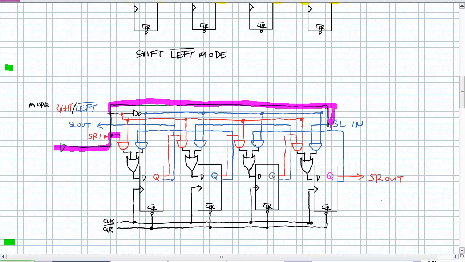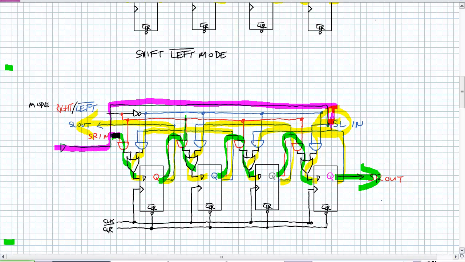When it's in right mode, what's happening? Again, all the red AND gates are active. So this is right mode, right mode, right mode. That's my right output. When it's in left mode, what's happening here? It's taking that same D input. See this connection right there? And it's being fed back, back, back. This is my shift left out.